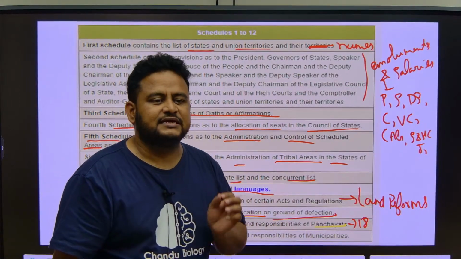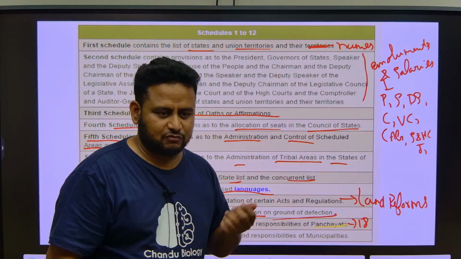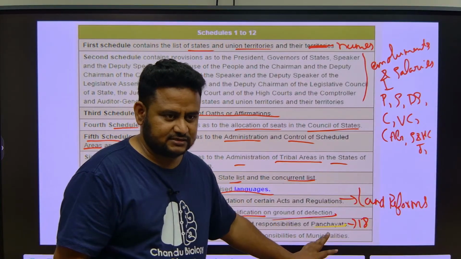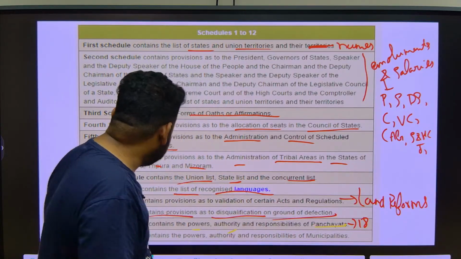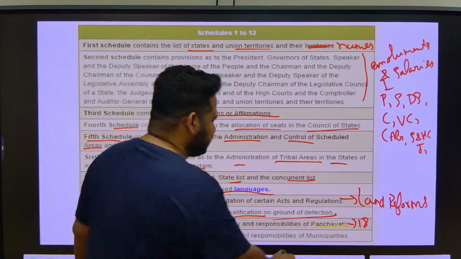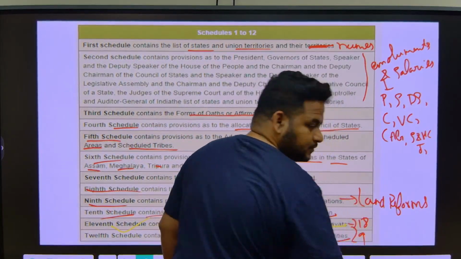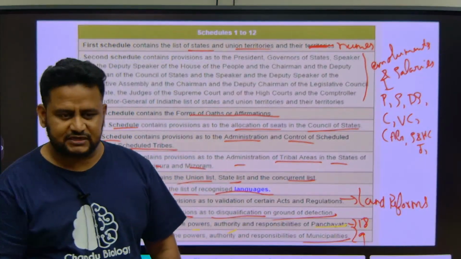Subjects in the sense 18 areas on which they can make rules, like roads, like water. 18 subjects on which they can make rules. Okay, panchayats in 11th schedule. Similarly, 12th schedule is talking about municipalities. These have 29 subjects. How many subjects? 29 subjects. Got it? So 18 subjects when it comes to panchayats.